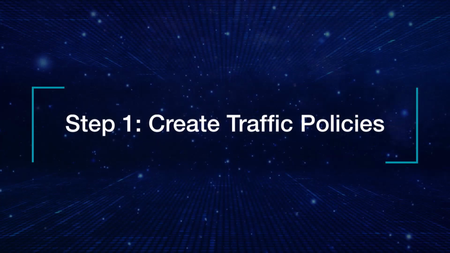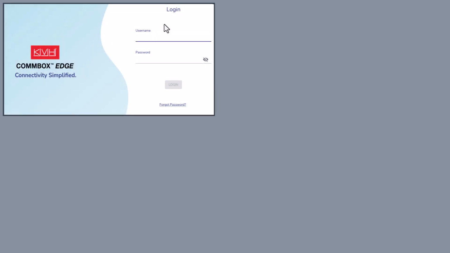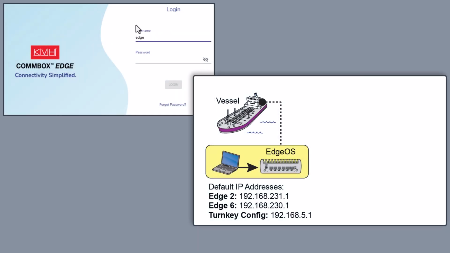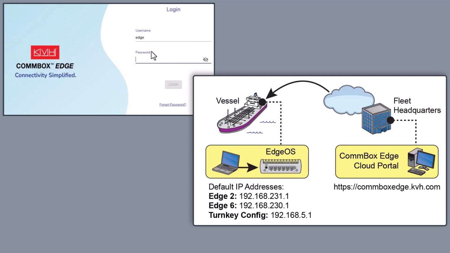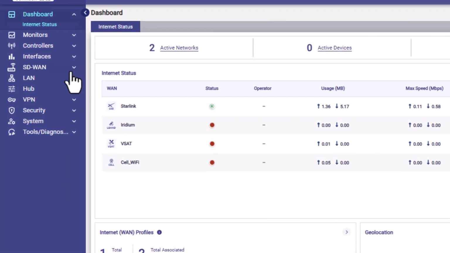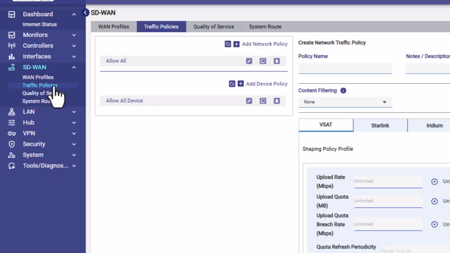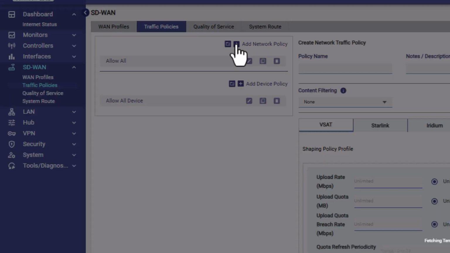The first step is to create traffic policies to define rate limits. Log into the CommBox Edge OS, either locally via the onboard network or remotely via the CommBox Edge Cloud portal. Next, select SD-WAN from the menu. Then select Traffic Policies. Now create a new network traffic policy.